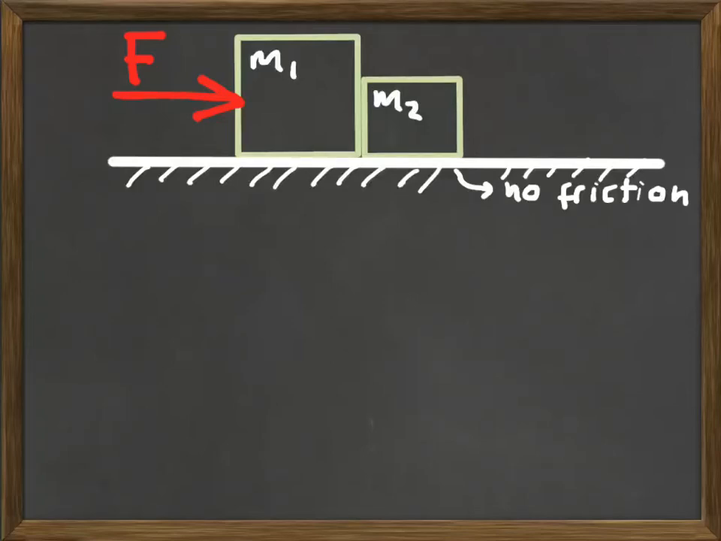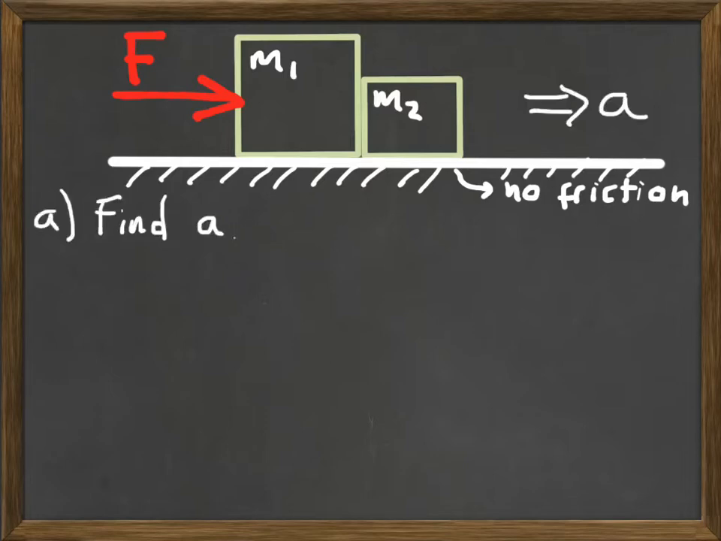Alright guys, so in this problem we're going to consider what are called interacting systems. In this example we have two blocks in contact with each other, M1 and M2, and we're going to apply force F to the block on the back, and we're going to have these blocks moving on a surface without friction, just to make things simpler. The first question that we want to consider here is, what is the acceleration of the system?